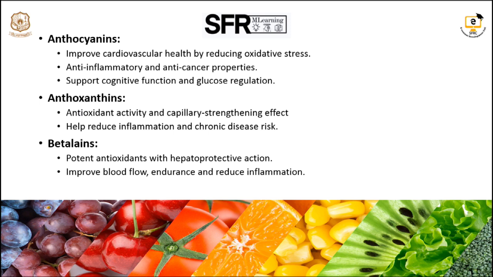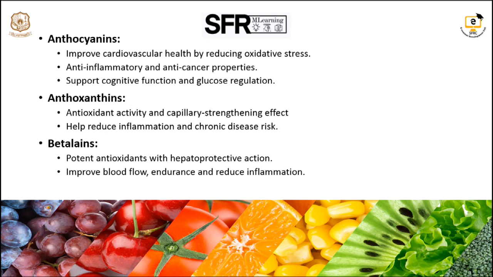So anthoxanthins also have antioxidant activity and a capillary strengthening effect. And also it helps in reducing inflammation and chronic disease risk. Chronic disease risk is mainly because of the inflammation caused in the human body. For example, vascular inflammation leads to cardiovascular diseases. Inflammation in the pancreas leads to diabetes. These are all chronic diseases. So it will protect against chronic disease risk.